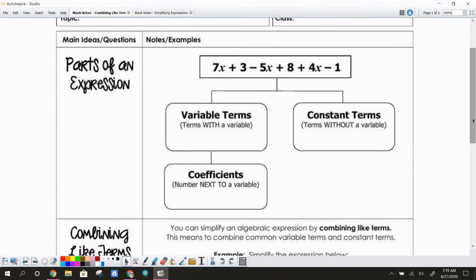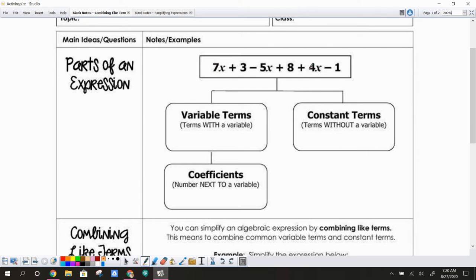So today we're going to talk about combining like terms. There are different parts of an expression that you need to know about first before you can combine like terms properly. So there are variable terms. That is just a term with a variable attached. Remember, variables are those letters. So in this expression here, all of our variable terms would be the ones with the x attached to it.